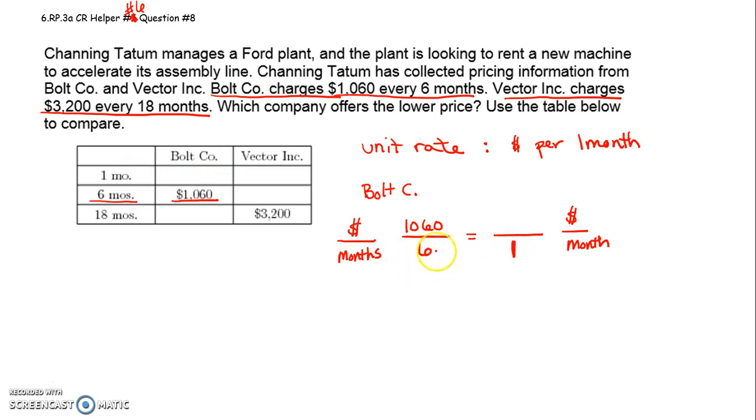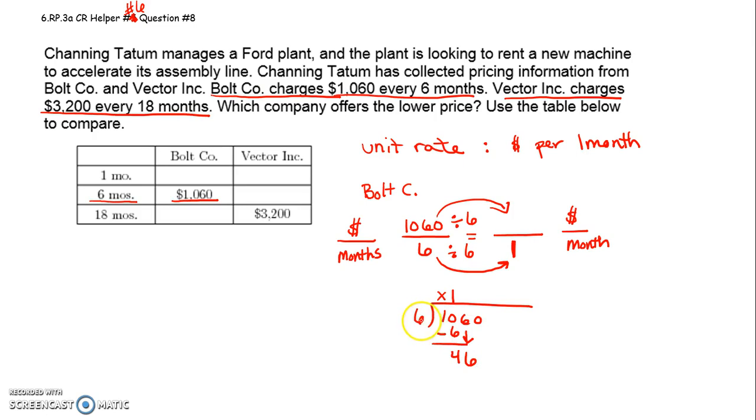So how do I get from 6 down to 1 with equivalent ratios? I could divide my denominator by 6. If I divide my denominator by 6, I also need to divide my numerator by 6. So I'm going to take 6 into 1,060. 6 into 10 goes once. 1 times 6 is 6. Subtract off, 10 minus 6 is 4.